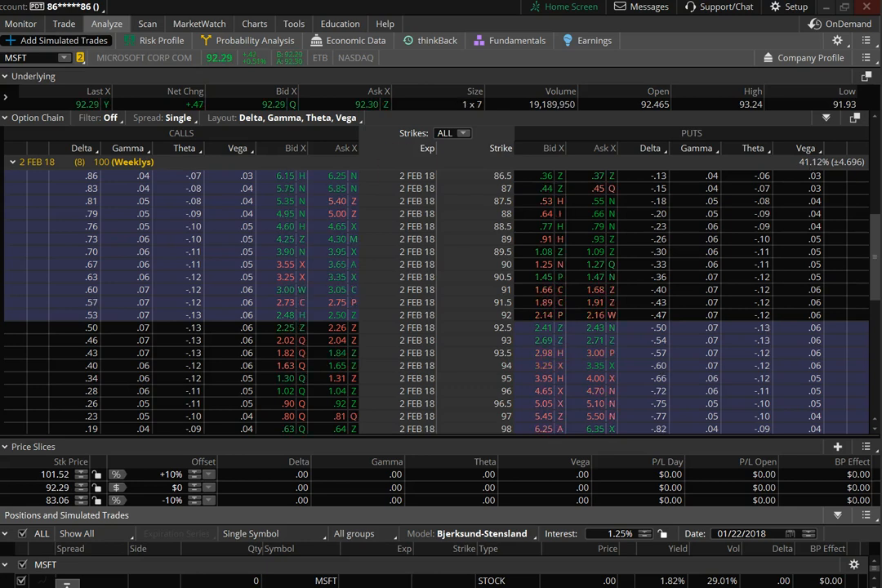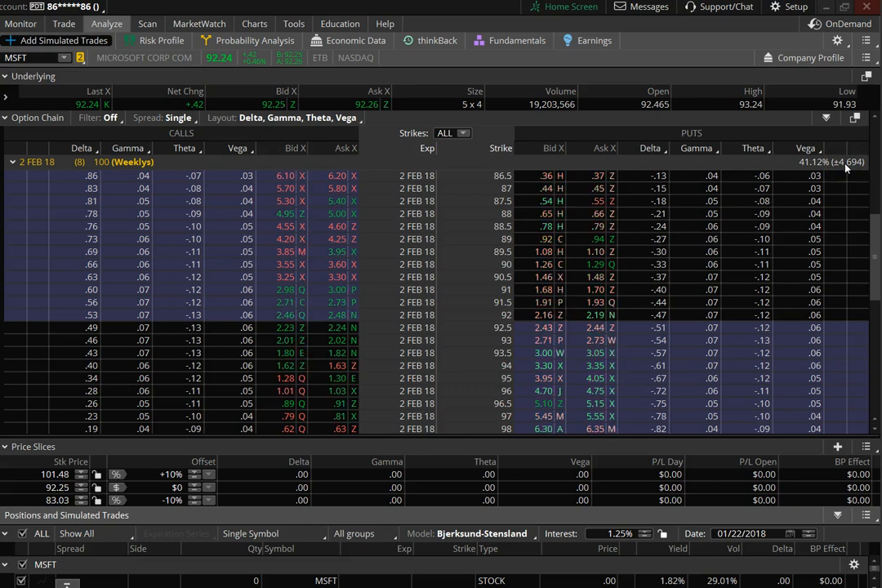So this is basically saying over the next 8 days, Microsoft can move within $4.69 68% of the time. This is not saying that Microsoft is going to move $4.69. Markets don't predict that way. What it's saying is that the markets will move within a range of $4.69 up or down 68% of the time over the next 8 days.